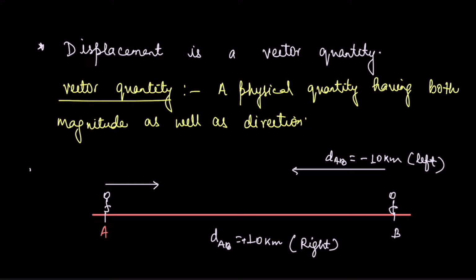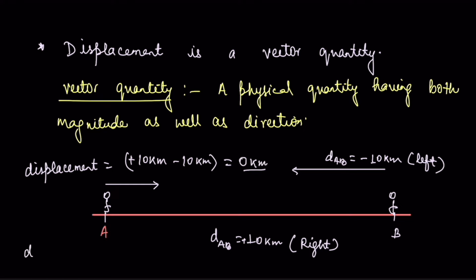So in this case, displacement is equal to plus 10 kilometer minus 10 kilometer. If you solve it, it comes as 0 kilometer. But what about the distance? Distance will be considered as 20 kilometer because distance doesn't depend upon direction. I hope you understood this part completely.